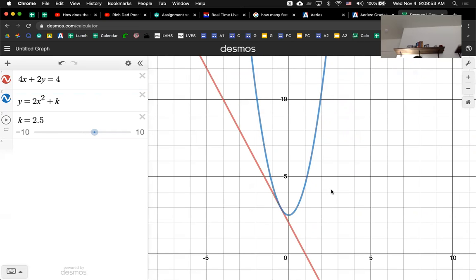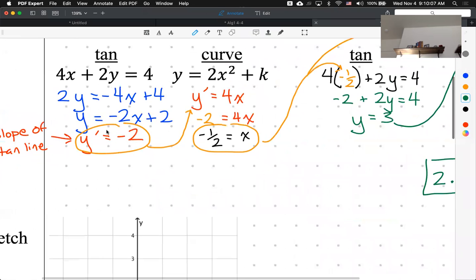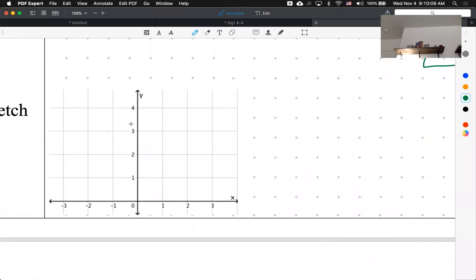And this is probably the reason that the AP test doesn't want to use the Desmos calculator, because there's no calculus involved in typing in your equations and dragging around a slider. But you can solve this with calculus. So let's go ahead and make a sketch of that graph right here. We had our k value is 2.5.